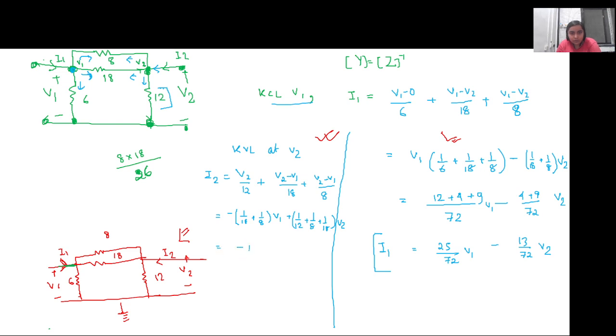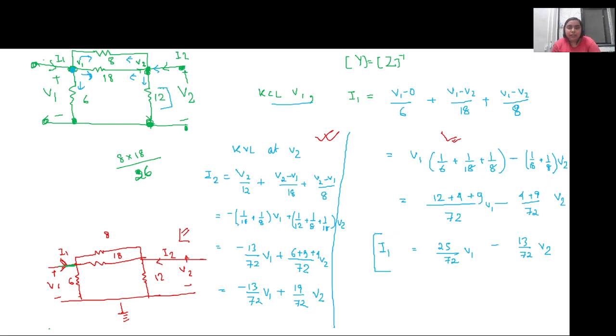So this will come out to be 13 by 72 V1. This will be again LCM if we take, so it will be 18, 12. So again we can take it as 72. So this is 6 plus 9 plus 4. So this is minus 13 by 72 V1 plus 19 by 72 V2.